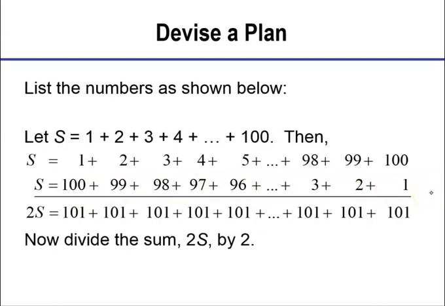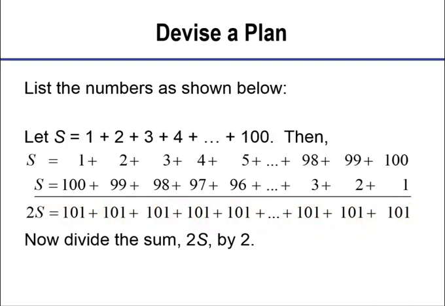They all add to the same number. So 1 plus 100 is 101. The second term plus the second to the last term adds to be 101. The third term plus the third to the last term adds to be 101, all the way down to the end. 100 plus 1 is 101. Okay? Now, remember, the answer here is twice as big. So the question is, how many of these 101s do we have?